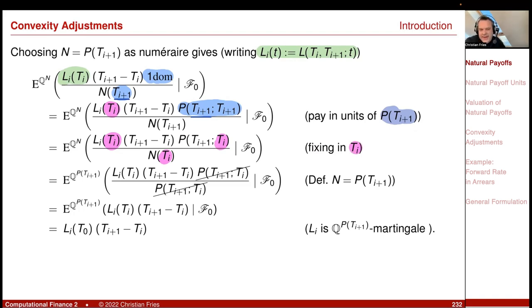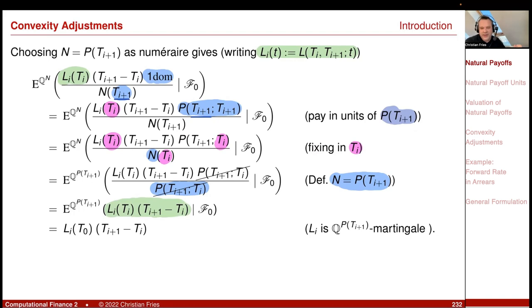Maybe it's just nice. Then the second trick was that we choose P(T_{i+1}) as a numerator. So I define P(T_{i+1}) as my numerator N, which then led to the nice thing that here the payment unit and the numerator are canceling, such that I only have the L left under my expectation. So the nice thing is that this numerator does not appear, and the payoff unit also does not appear in my expectation. All I need to know is the distribution of L.